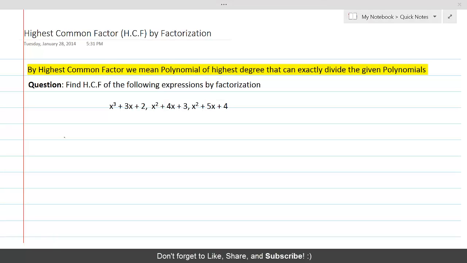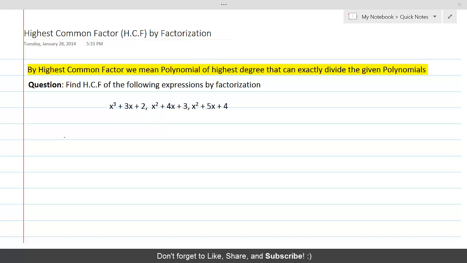Highest common factor by factorization. Here we are given three polynomials and we need to find out their HCF, highest common factor, by the method of factorization. So we are going to factorize each of the polynomials.